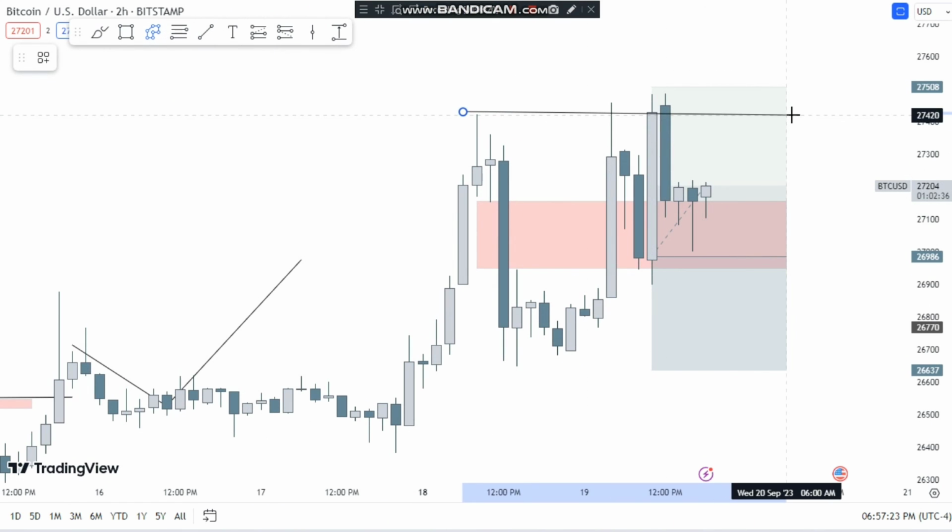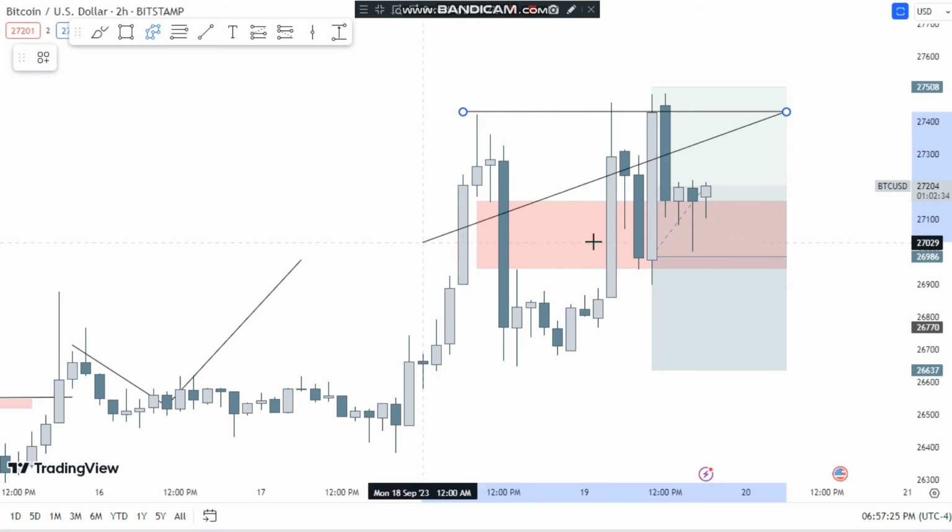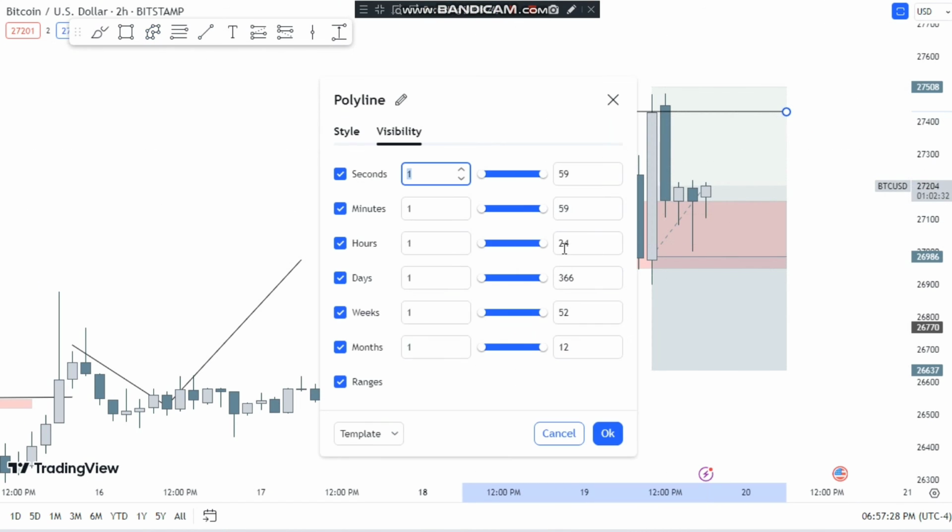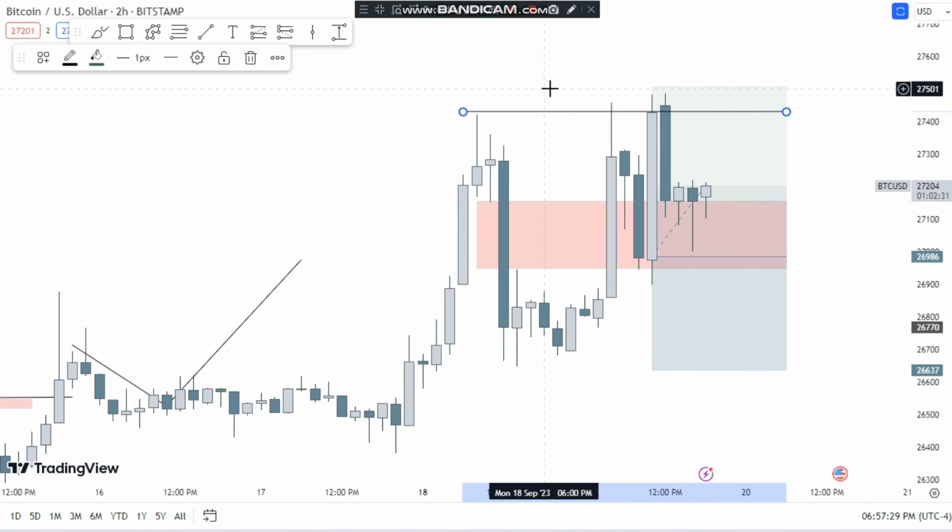So with this strategy you can see that in 2 days you got 2 successful trades and you can backtest it yourself. You will get so many trades on all the altcoins, on Ethereum, on Bitcoin, and your win rate will be over 80%.